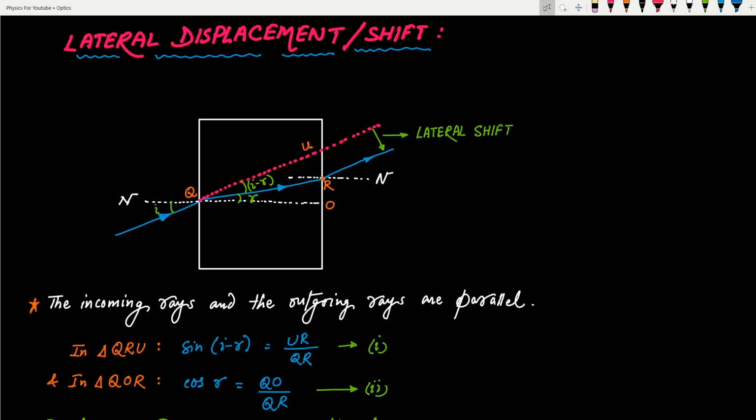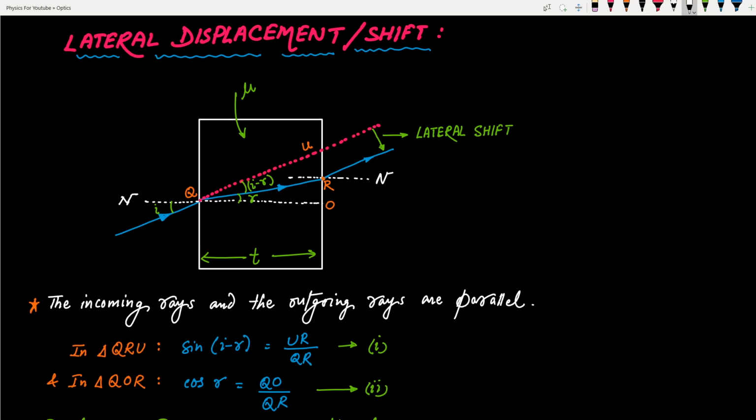Okay, now let's look into our final concept of this video, that is lateral displacement or lateral shift. Now how to calculate that? It's simple, just understand the figure and things will be easy. Suppose this is a slab having refractive index mu, having thickness, suppose, small t. Now we need to find out the lateral shift. What does lateral shift actually mean? Just understand the ray diagram, it will be clear.